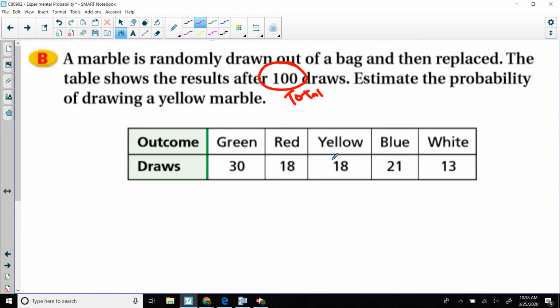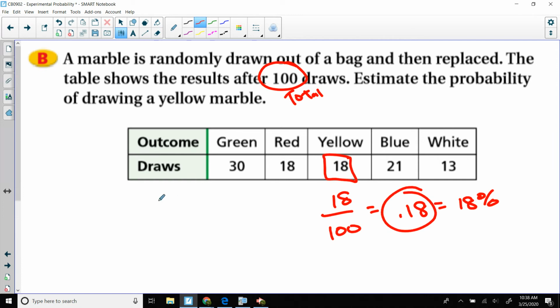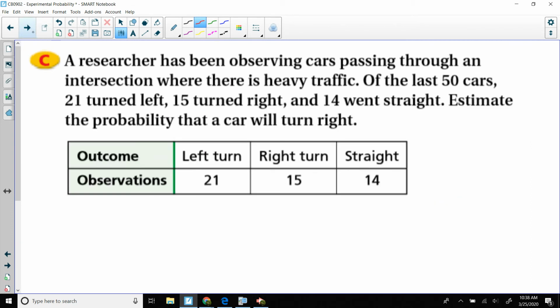On this one, 100 draws, estimate the probability that it's going to be a yellow. So this is real simple. Just going to reach in here and grab our yellow, which is 18 out of 100, is going to give us 0.18, which is equal to 18%. So the probability of pulling a yellow out of the bag is 0.18. And sometimes we'll put a 0 there. I'm looking for that answer right there, 18%. Easy stuff. You'll have a question just like that on your quiz. Move on to the next one.